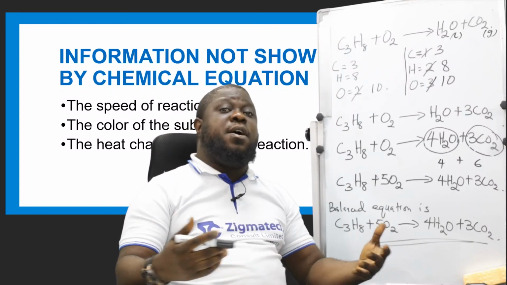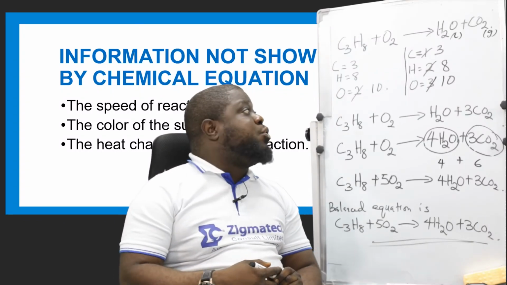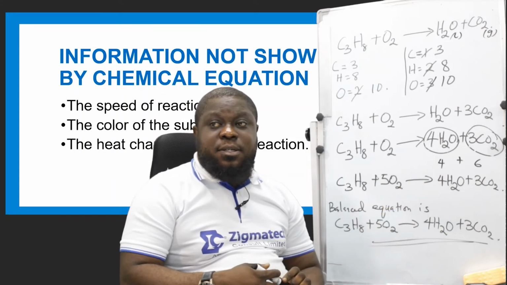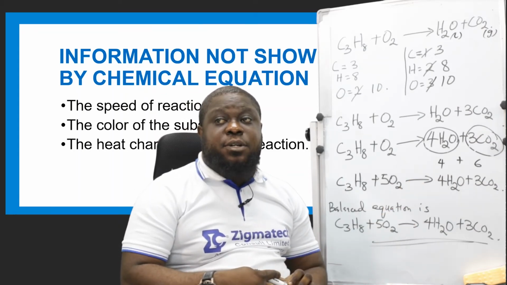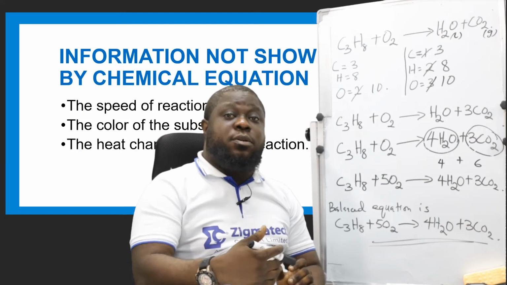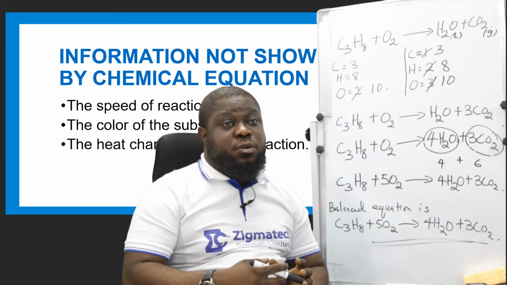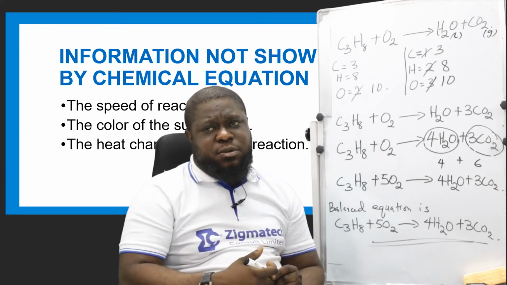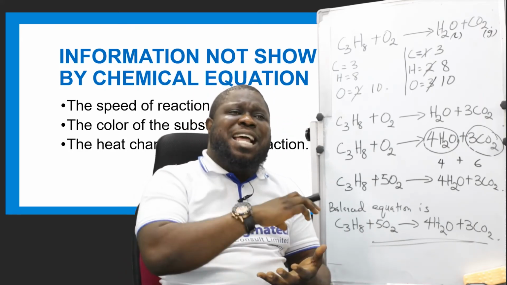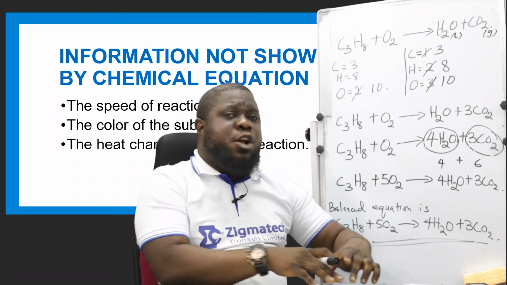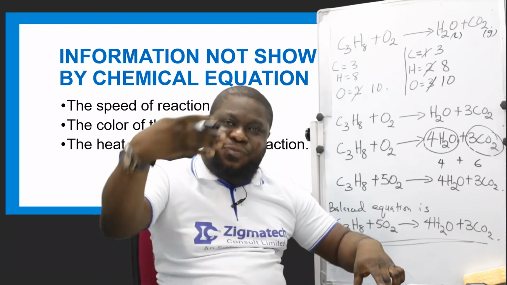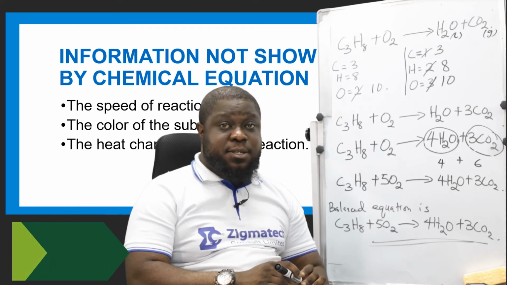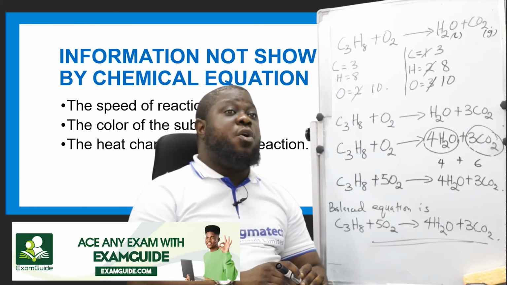Now, information not shown by a chemical equation. One, it does not show the speed of the reaction, because what you do is just writing. The chemical equation is just being shown. It is the chemical reaction that shows the speed of a reaction, while the equation is just an illustration of what the reaction has finished. So it cannot show you the speed because it is a fixture.